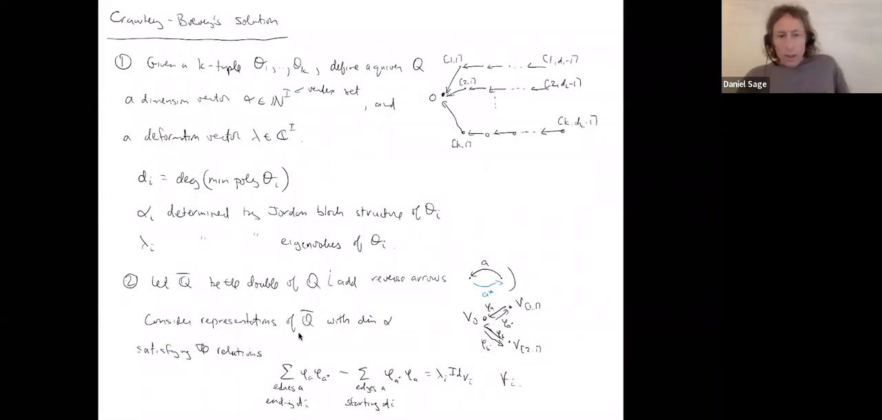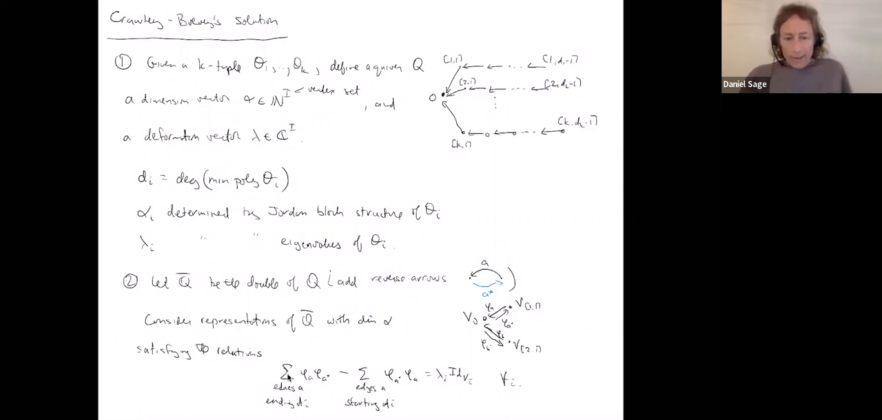Now we want to consider representations of this doubled quiver. What's a representation? At each vertex, you put a vector space. For each arrow, you put a linear map. That's it. And we want the representation to have dimension vector alpha. That means each of these vector spaces has the dimension given by the appropriate alpha i.